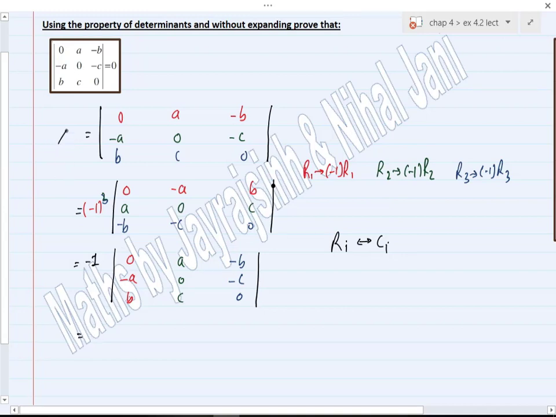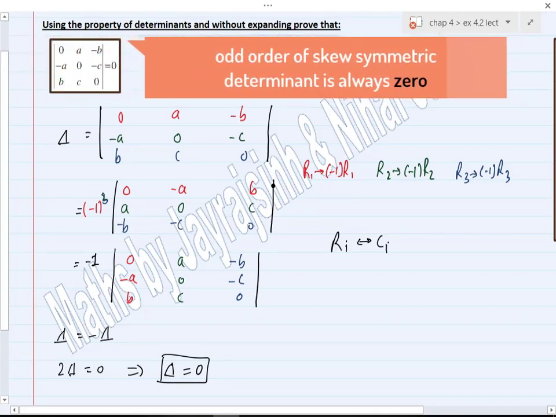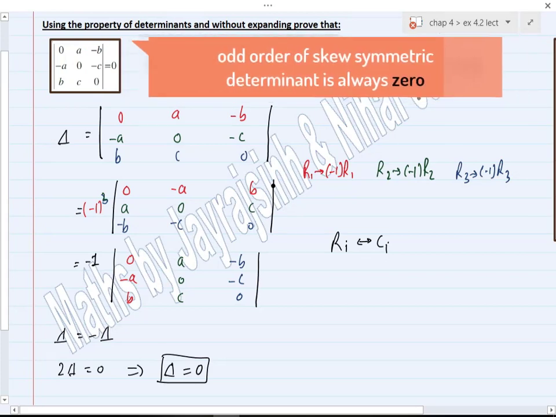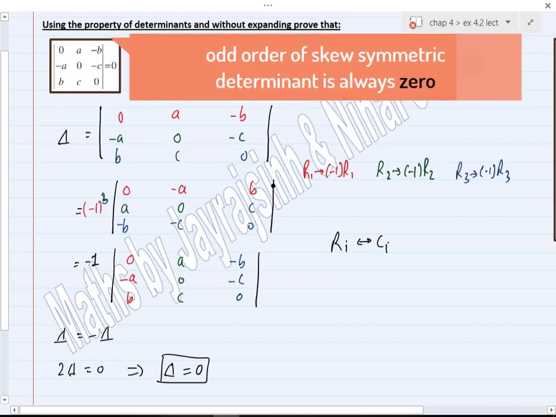If we say this is your delta, then here we'll get minus delta. Or we can say our delta is 0. Hence proved. Always remember, odd order of skew symmetric determinant is always 0. And the order was 3 cross 3. Therefore, the value of determinant is 0. Done?